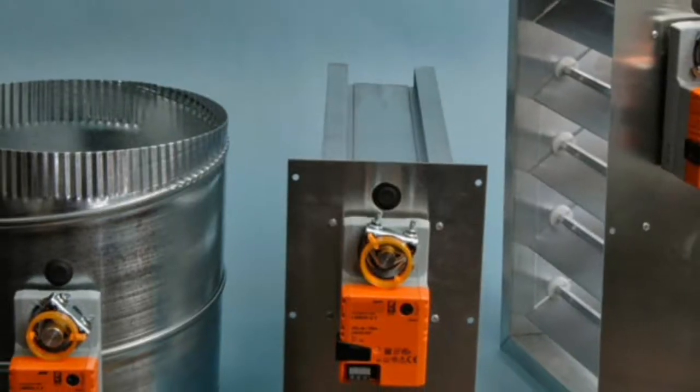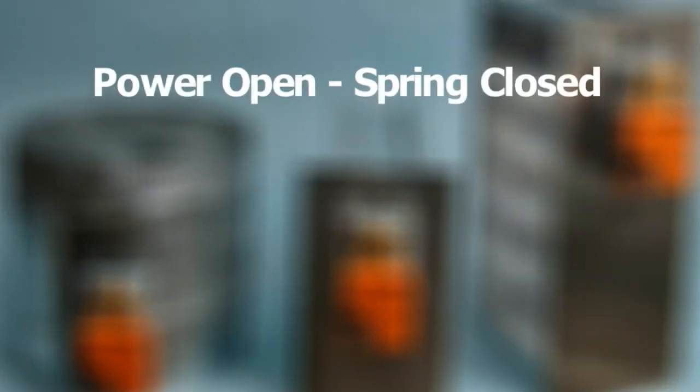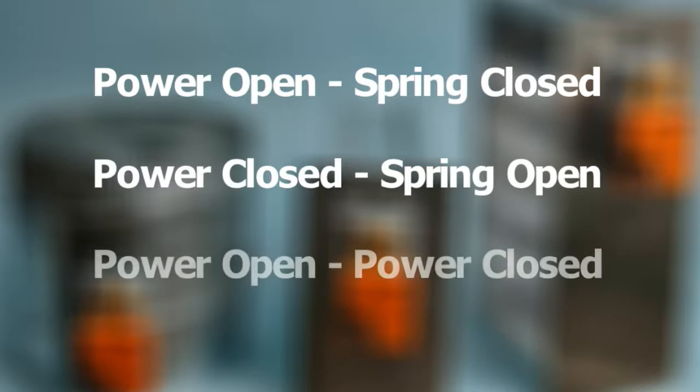There are 3 different kinds of damper motors which power the opening and closing of the damper itself. Power open, spring close; power closed, spring open; and power open, power close. Each must be wired in a different manner in order to function correctly.